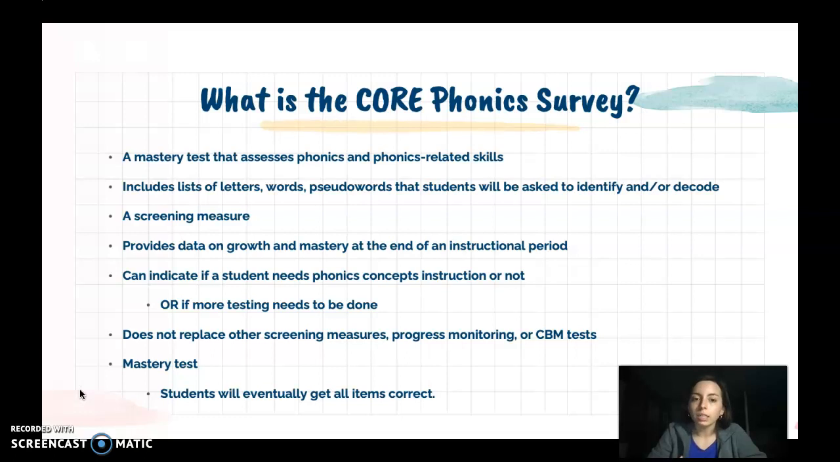It can indicate if a student needs phonics concepts instruction or not, or if more testing needs to be done. However, it does not replace other screening measures, CBM tests, or progress monitoring. Since it's a mastery test, the students will eventually get all of the items correct because we're working towards a mastery score.